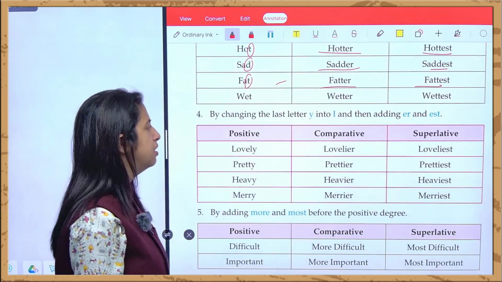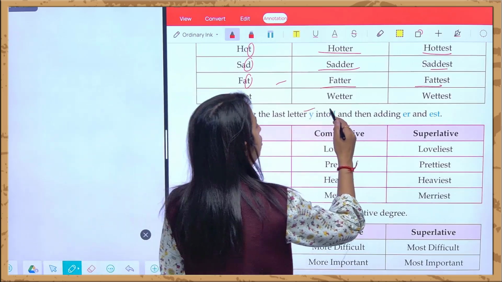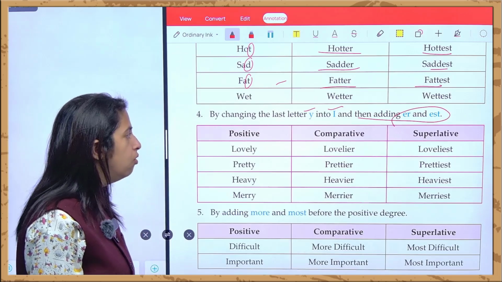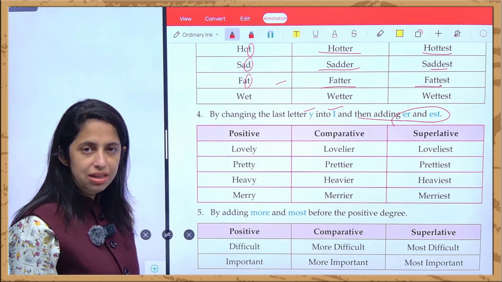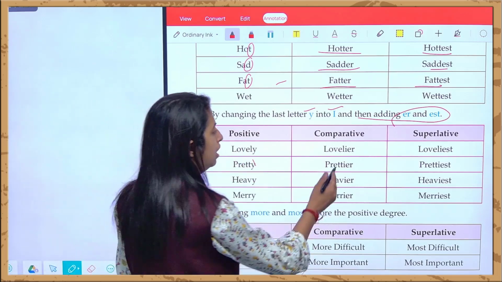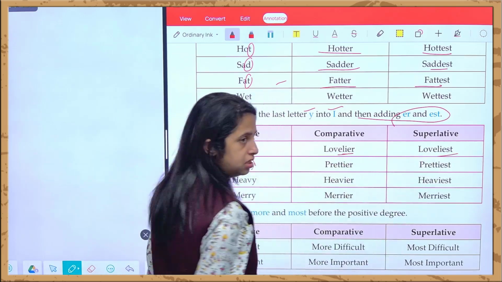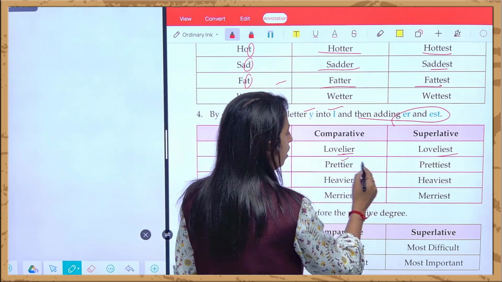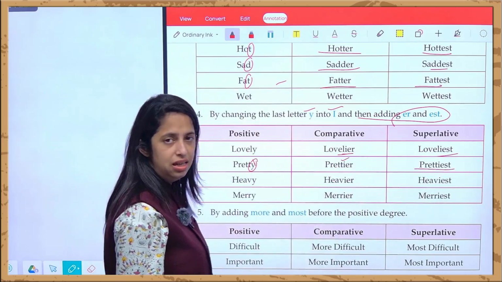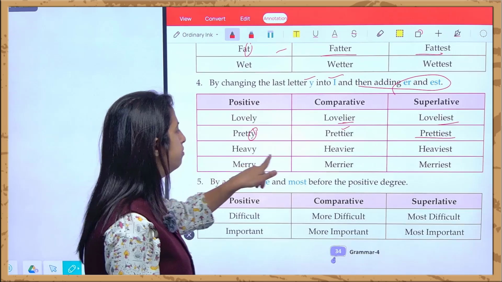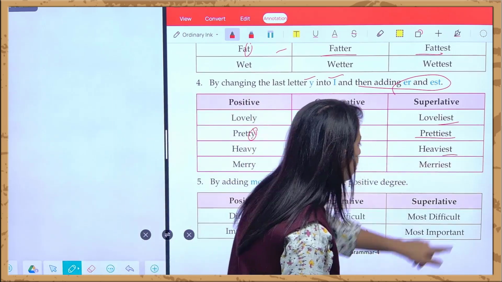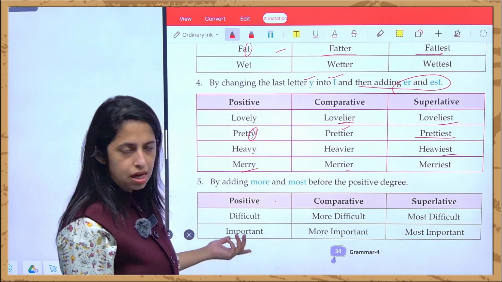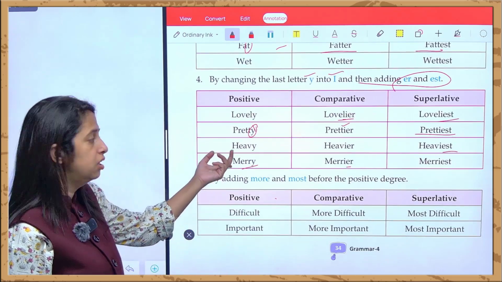Moving on to the next, by changing the last y into i and then adding er and est. देखिए y को i में करना है, जैसे कि lovelier. y को हटाएंगे हम, i लगाएंगे और उसके बाद er और est, right? Moving on to the next is pretty का y को हटा के हम i लगाएंगे and then it's prettiest, iest लगा दिया हमने. Heavy में इसी तरीके से heavier then heaviest. And merry का merrier and merriest. What do you mean by merry? Merry means happy. This is not that marry शादी वाला.